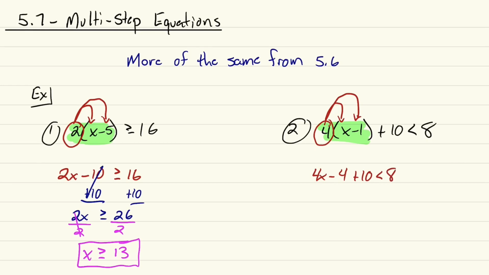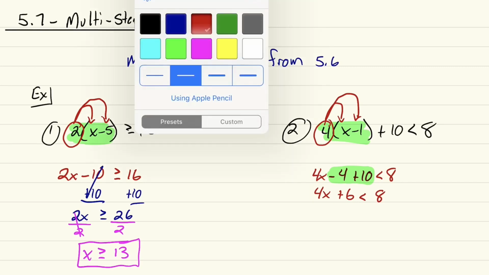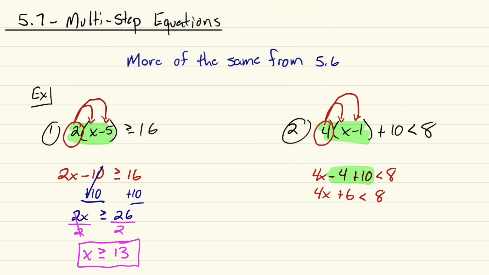All right. Our next step, what we see is we can combine some things. So we can combine some like terms right here. Negative 4 plus 10 is positive 6. And then we rewrite everything else. So we have 4x plus 6 is less than 8. Our next step, once we've simplified everything, is to move on to addition and subtraction. I see addition in the problem, so I'm going to solve by doing the opposite operation and subtracting. That gives me 4x is less than 2.